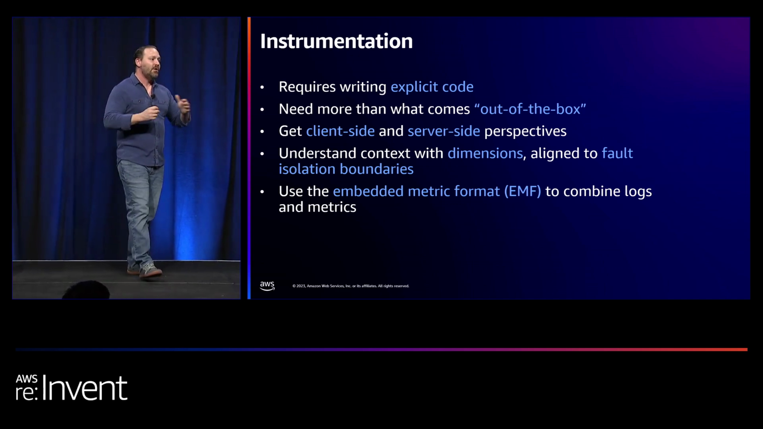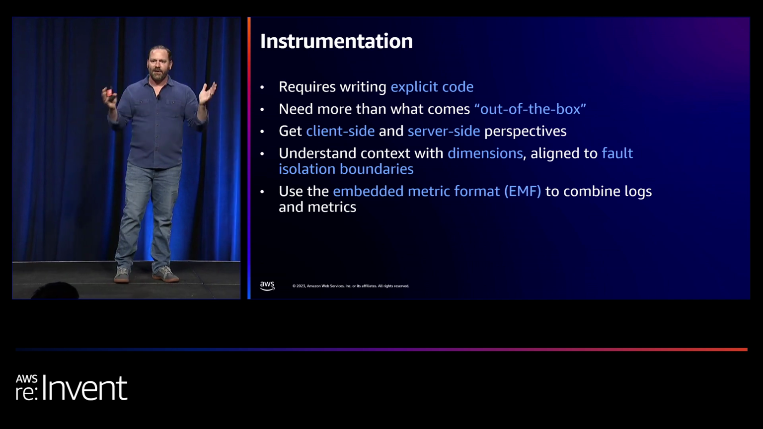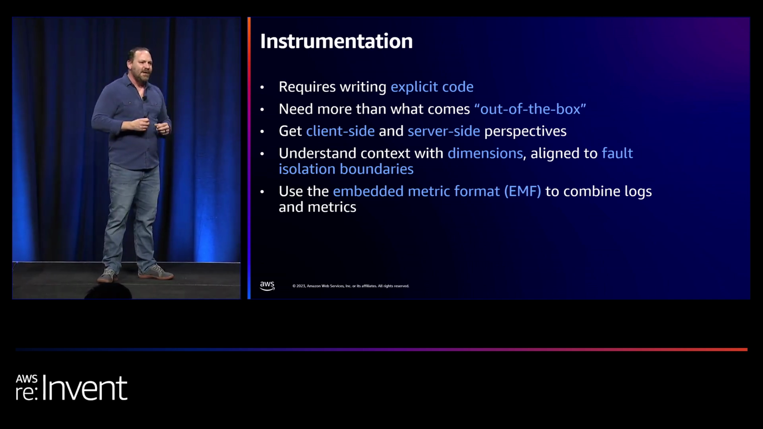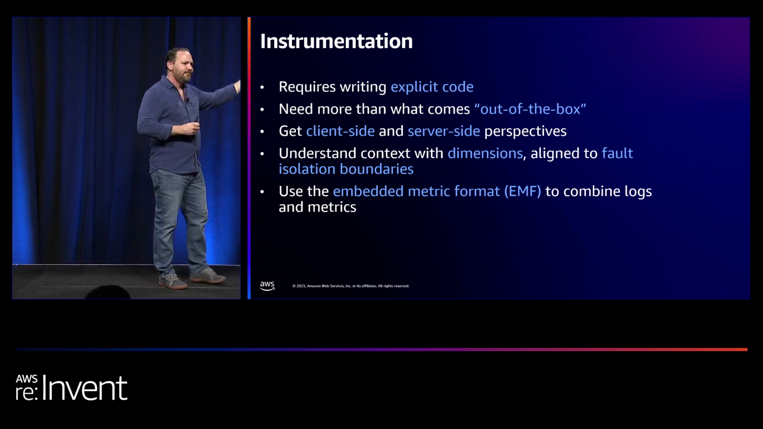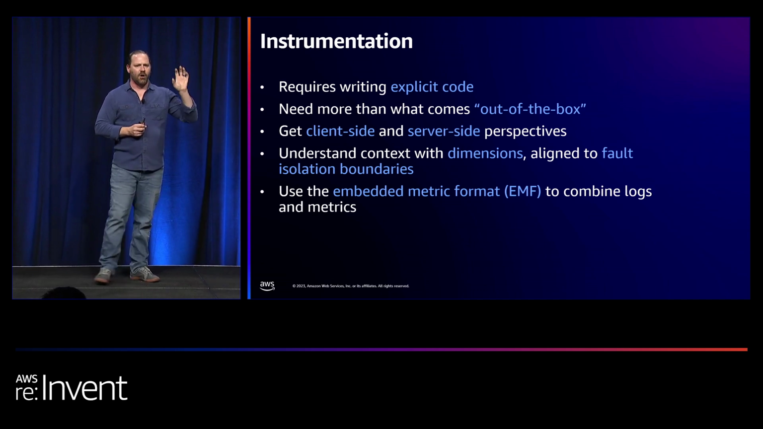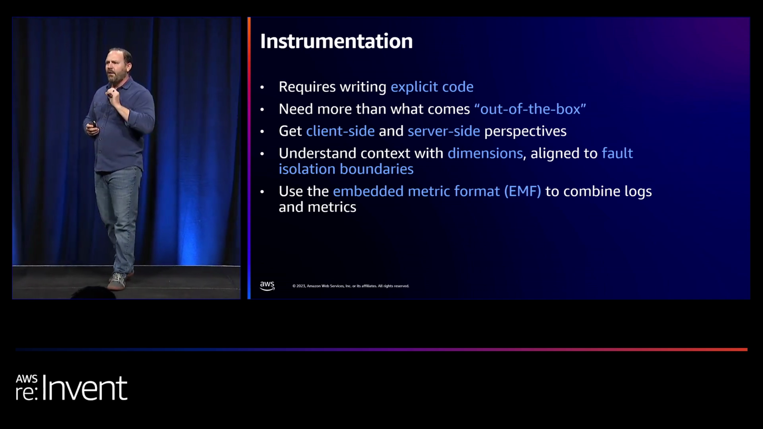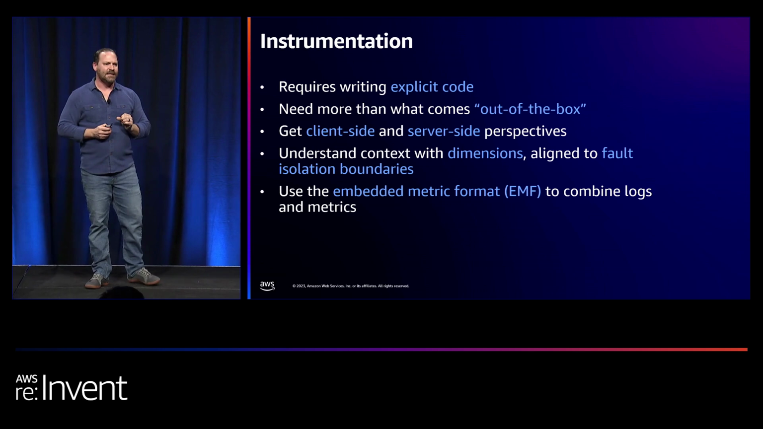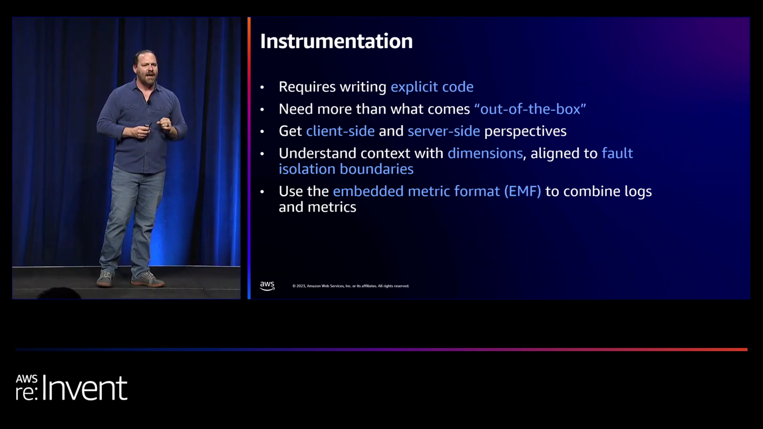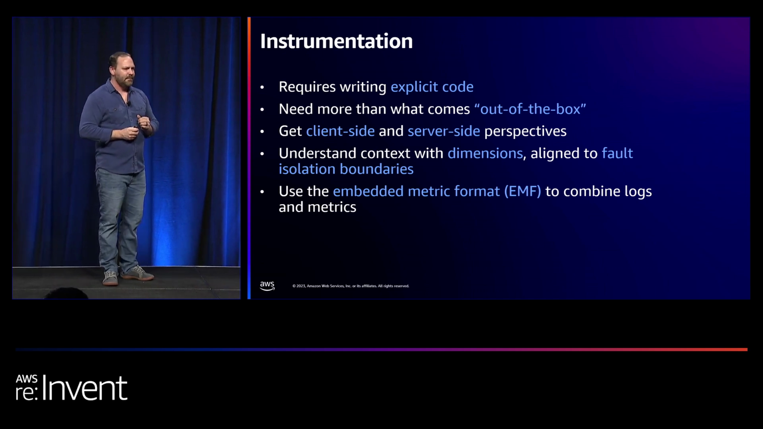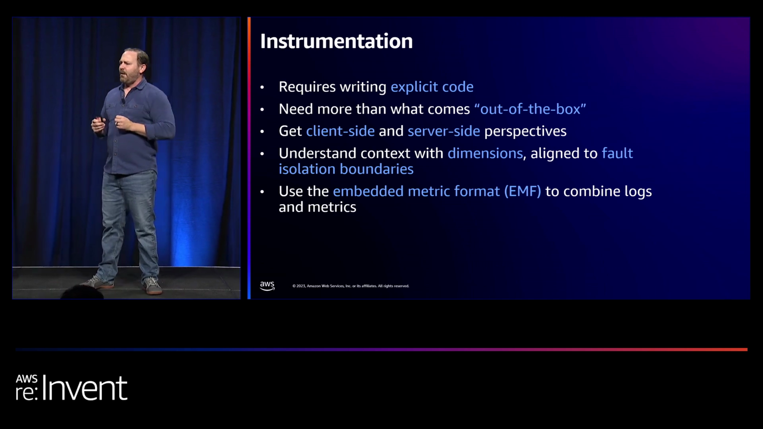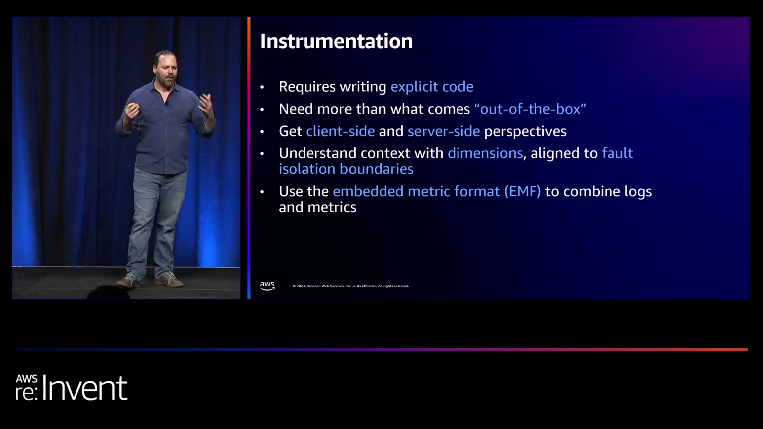AWS provides you a lot of great metrics natively for EC2 and all of our other services. You'll get things like CPU, memory, network in, out. But you really need to know what's going on inside your hosts, right? What are they doing? Who are they talking to? How long did it take? How much data were they processing? And we want to get both client-side and server-side perspectives.